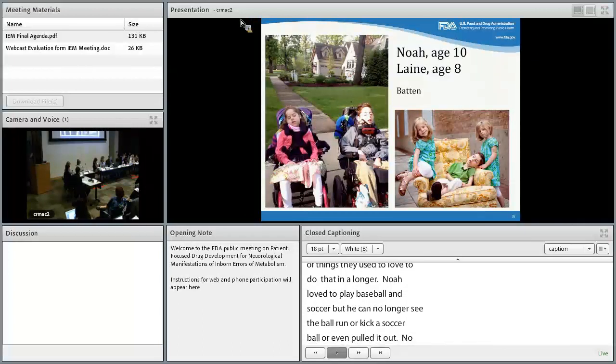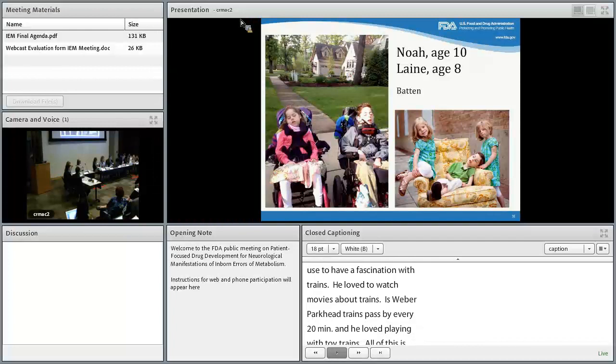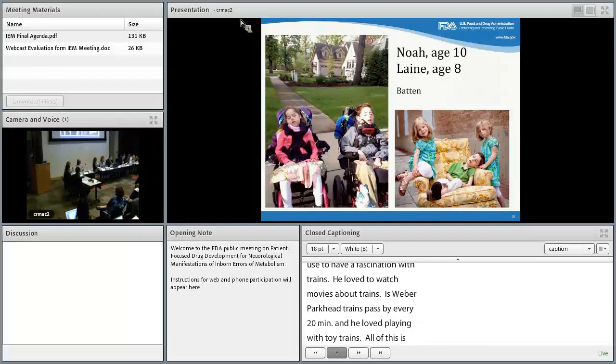Noah used to have a fascination with trains. He loved to watch movies about trains. His favorite park had trains pass by every 20 minutes, and he loved playing with toy trains. All of this is now lost.